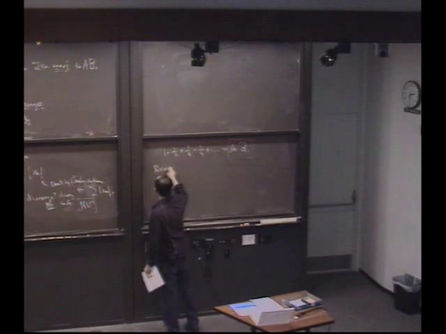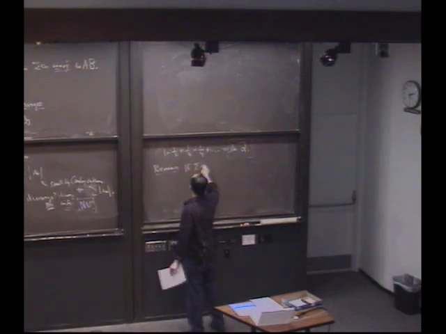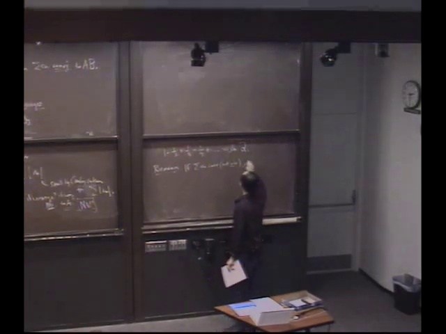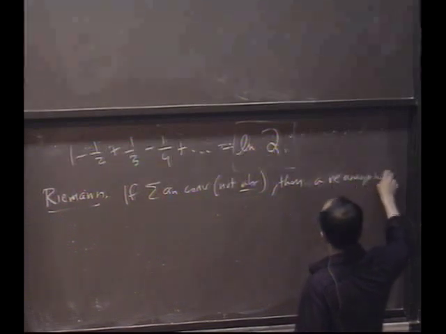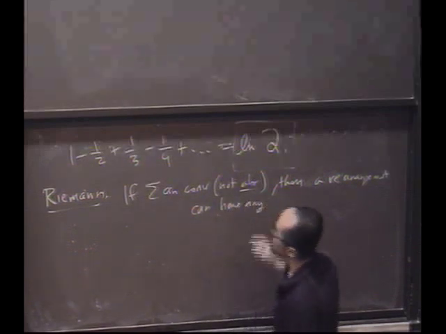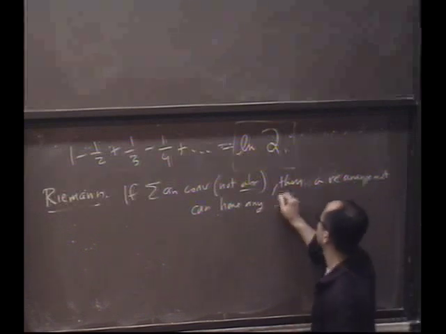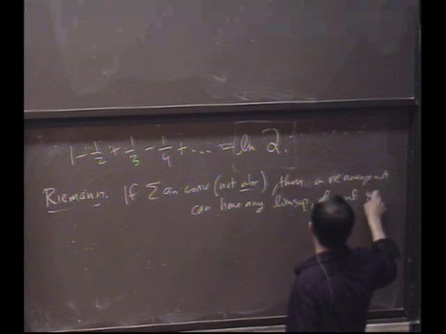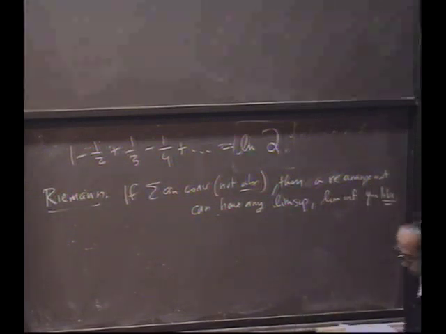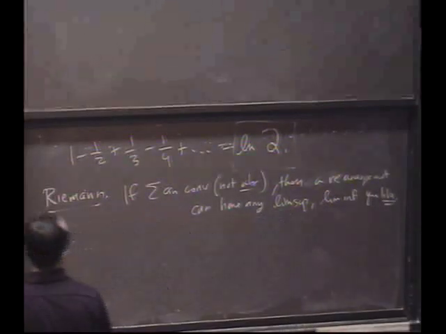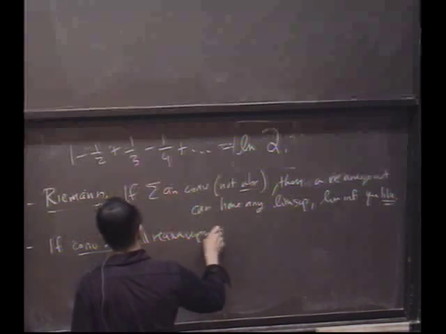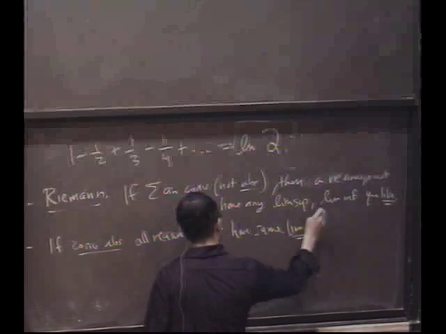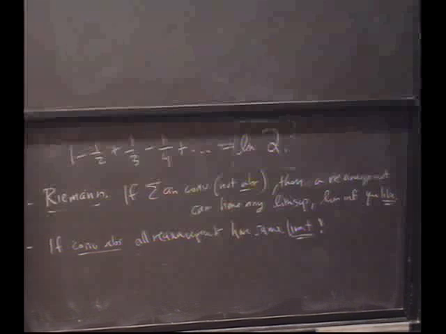So this is a result due to Riemann. Not the pi result, but if the sum of the a_n converges, but not absolutely, then a rearrangement can have any limit you like. Actually, it's even worse than that. It can have any lim sup and lim inf you like. So it may not even converge, but you can get it to do basically whatever you want. If it does converge absolutely, guess what? It has to converge to the same value. So this is what's amazing. Alternately, if it converges absolutely, all rearrangements have the same limit. Amazing fact. And this is one of the main reasons for caring about absolute convergence.